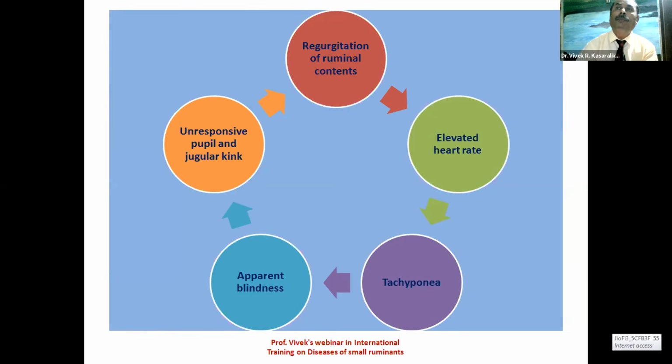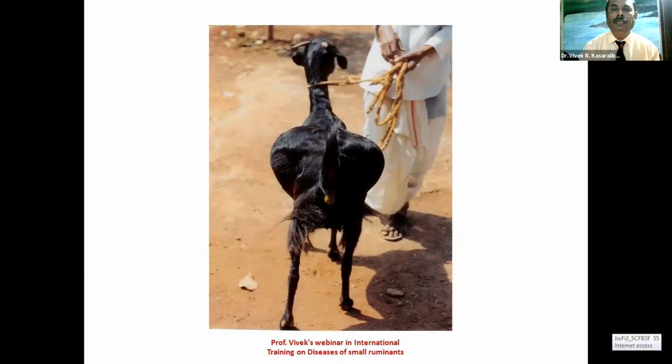And pupils are dilated and unresponsive, and there is jugular kink. The animal will not be able to bear the weight of the head. It will be putting the head on the flank. That is called a jugular kink. Some of the pictures I have with me, I will be sharing with you during the presentation. Here you can see so much acute distension of the abdomen. Here the gas was more in this case, and the animal was pregnant also.